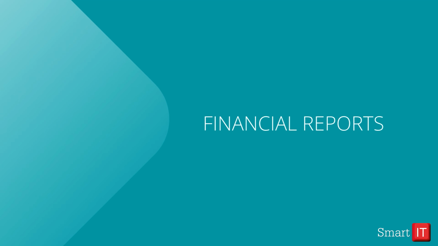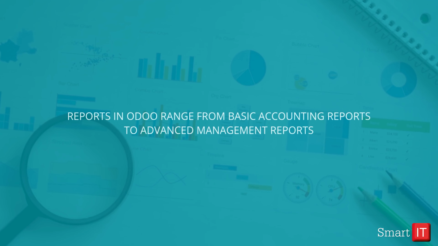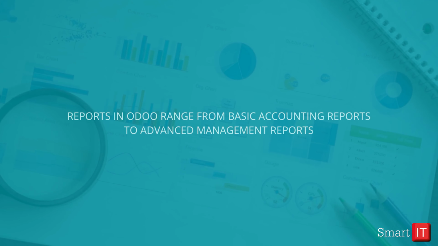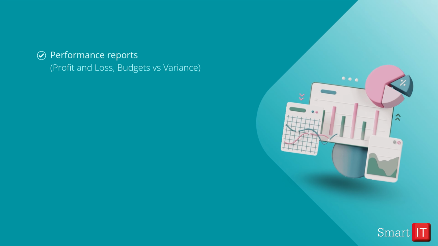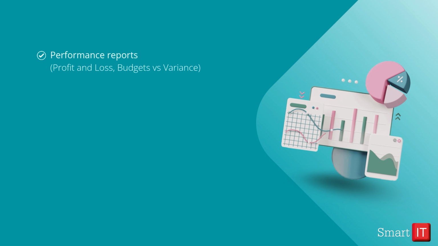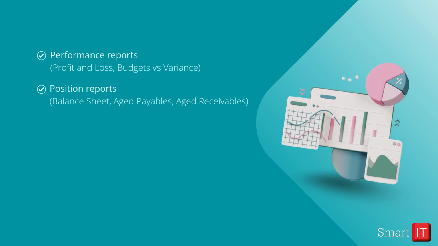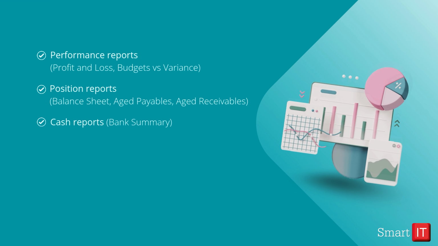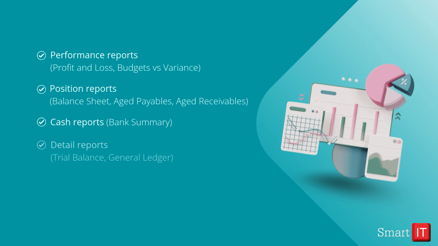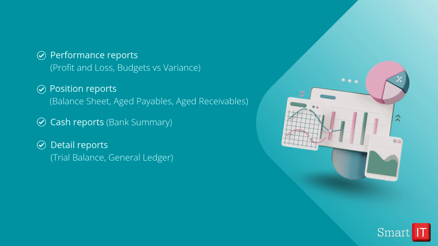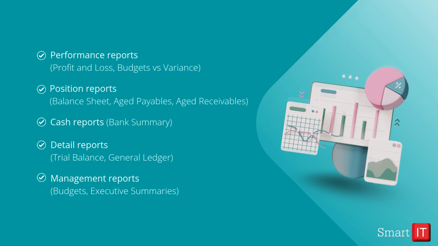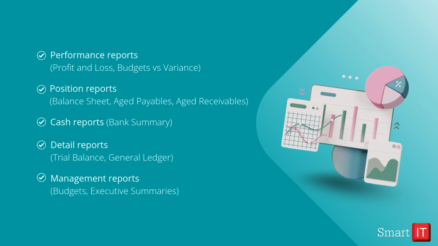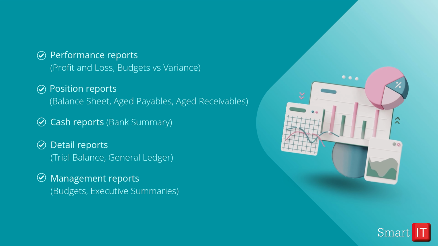The next concept is financial reports. Reports in Odoo range from basic accounting reports to advanced management reports. These include performance reports, such as profit and loss, budgets versus variance; position reports, such as balance sheet, aged payables, and aged receivables; cash reports, such as bank summary; detail reports, such as trial balance and general ledger; and management reports, such as budgets and executive summaries. The reporting capability of Odoo does not end with this list.